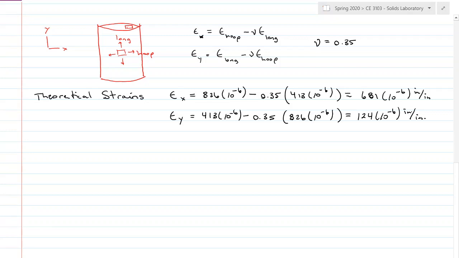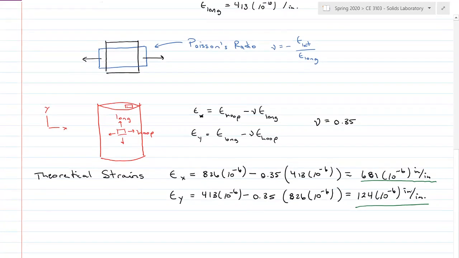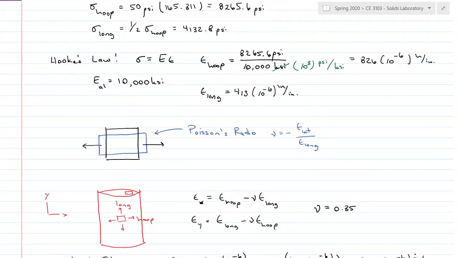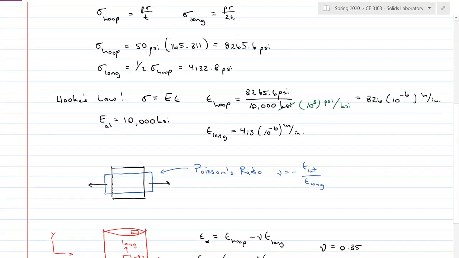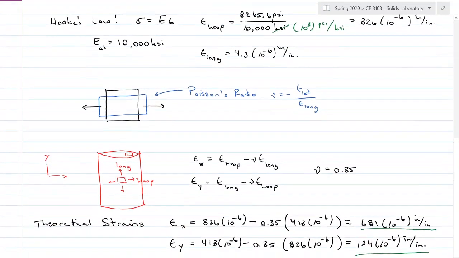All right. So these are the values that we're hoping to measure when we open up our soda can in lab. So we need to make sure that we note our Poisson's ratio from the book, our modulus of elasticity from the book, and our three equations: thin wall pressure vessel hoop, thin wall pressure vessel long, and Hooke's law. Conversions are not an equation that need to be listed in your report.